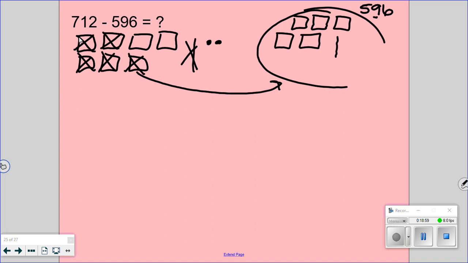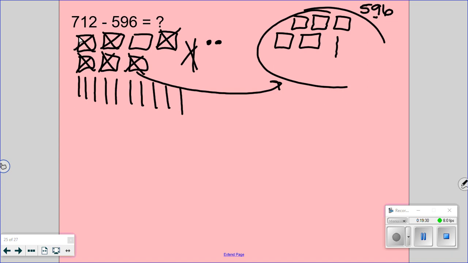Take apart a 100. It's time to ungroup a 100. So what I'm going to do is X out my 100, but then still in the 712, because I'm just redrawing it really, I'm going to draw 10 tens. 1, 2, 3, 4, 5, 6, 7, 8, 9, 10. Raise your hand to tell me, why did I X out 100 and then draw 10 tens?